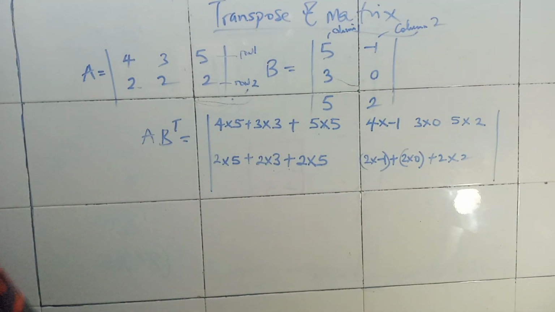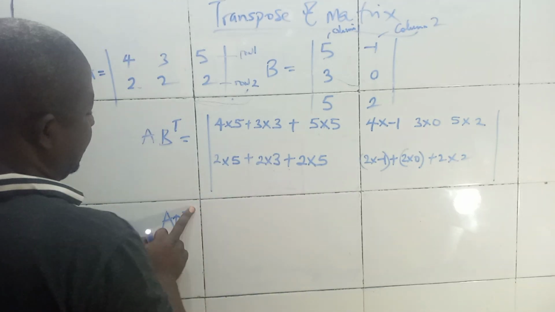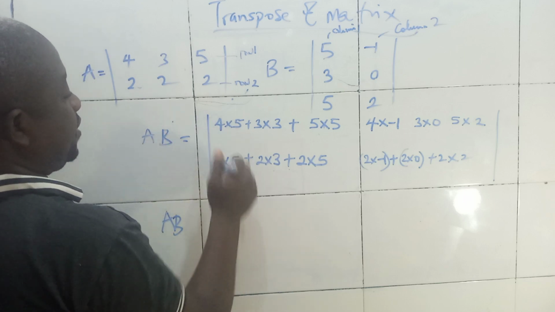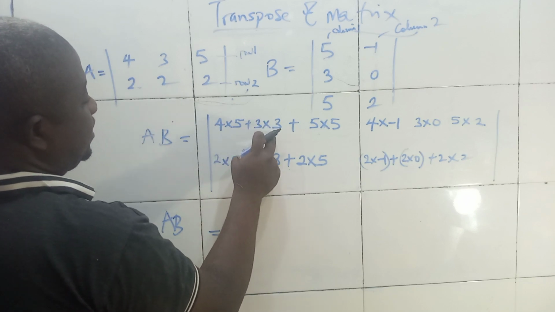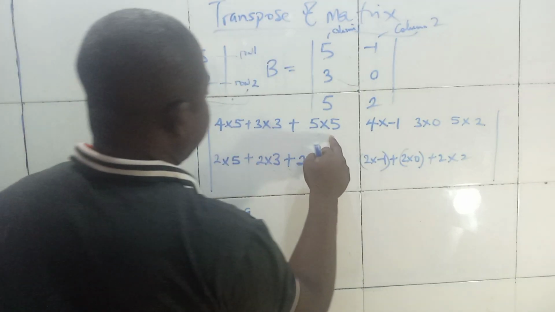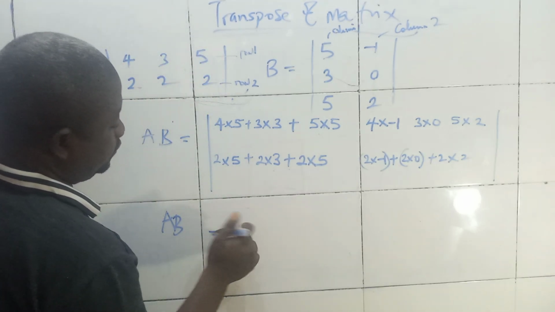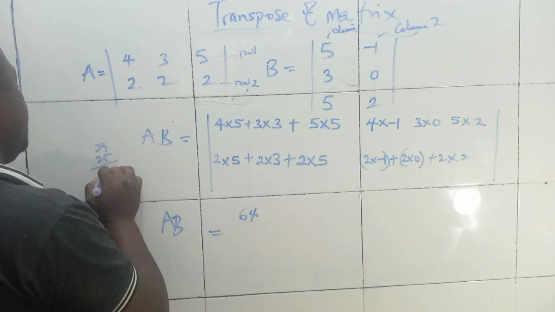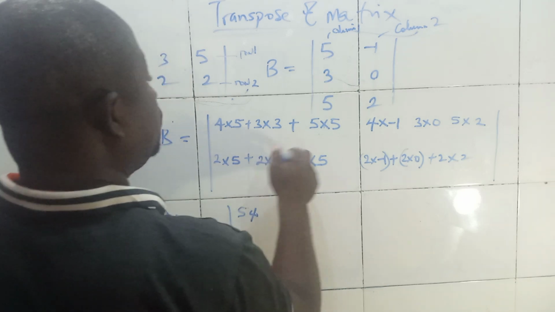So simple. So we now have AB. This is still AB that we are doing. So we now have 4 times 5, that is 20. 20 plus 3 times 3, that's 9, that is 29. 5 times 5, that's 25. That's 29 plus 25, that's 54. We have 54.